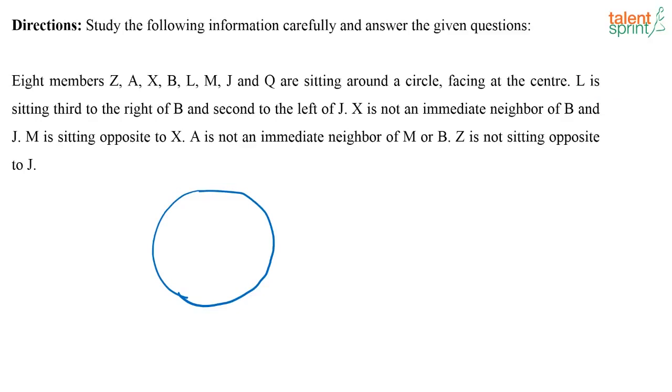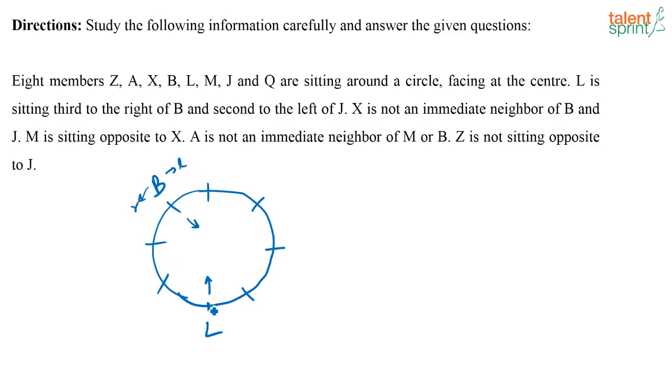What is given here? Everybody is facing center. L is sitting third to the right of B. So L is sitting third to the right of B means, let us take this to be L. So L is facing this, everybody is facing center. So where should B be? 1, 2, 3, 4, 5, 6, 8 members are there. Now L is sitting third to the right of B means B should be here. Then only L is sitting third to the right of B. Correct? So B is also facing center. This is his right and this is his left.